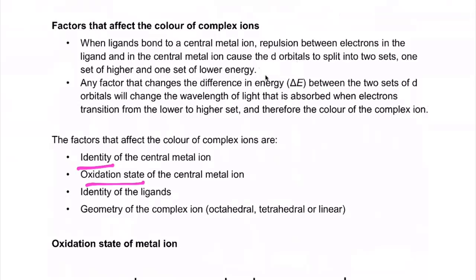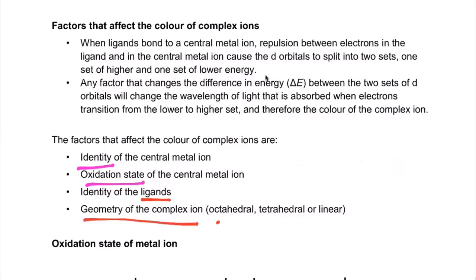Okay, so oxidation state. What's the charge on that central metal ion? Because for example, copper 2+ is going to have one color, but copper 1+ might have a different color. Iron 2+ is going to be one color versus iron 3+ is going to be a different color. And then the identity of the ligands. Are the ligands all the same? Are they all water molecules? Are some of them cyanide or chloride or anything else from that list that we talked about last time with the ligands? And then the geometry of the complex ions.